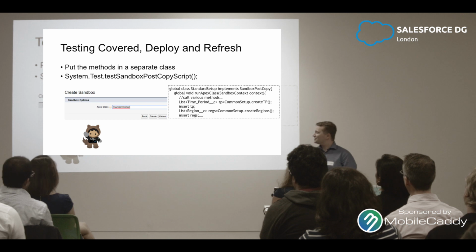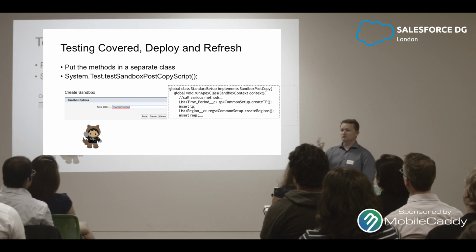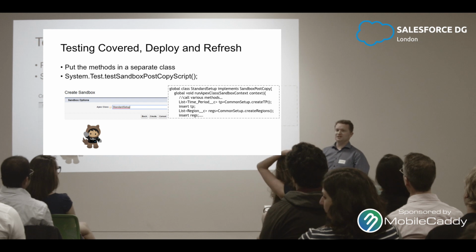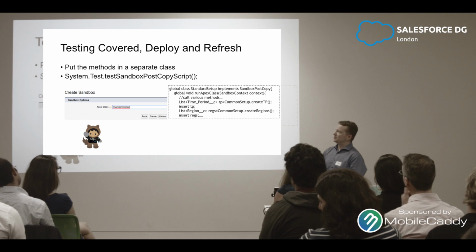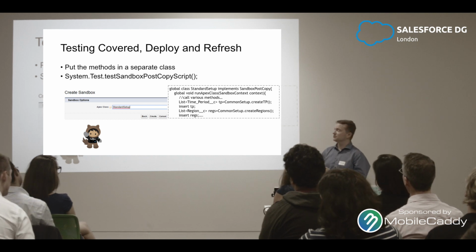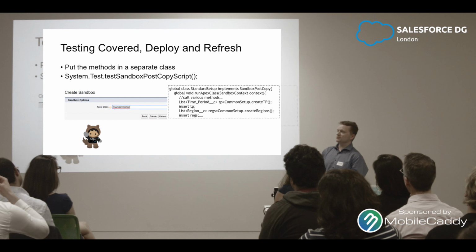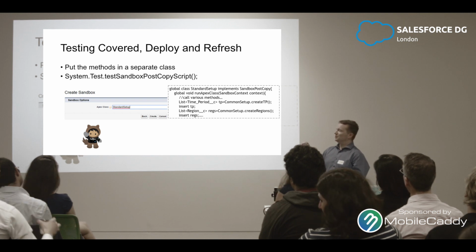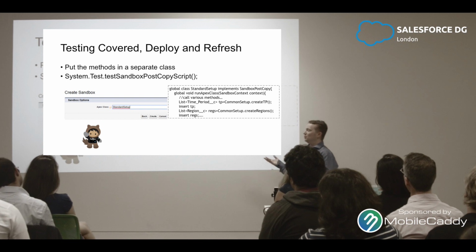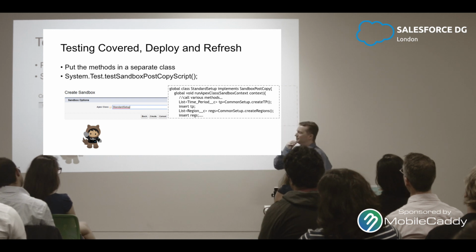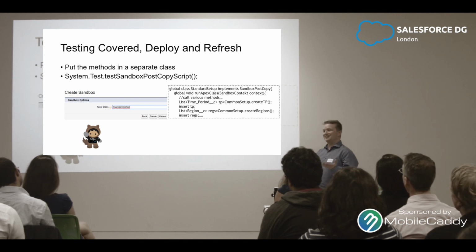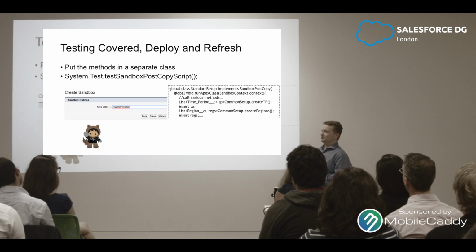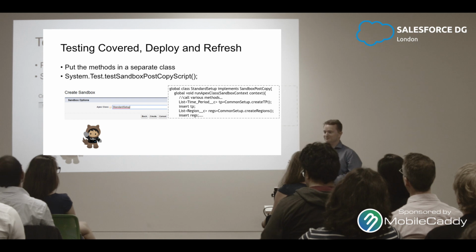So, testing. This is really simple. Because we put our methods in a separate class, we can unit test those separately, and all we've got left to do is test the interface itself, the main class. Salesforce have actually provided us with a special class to be able to do this, a Test.testSandboxPostCopyScript method that's going to do that. All I need to do then is to remember, when I get to the sandbox options page, to put the name of my class in it. Of course, if I forget to do that, I can still run my setup code from the developer console in my sandbox because I put the methods in a separate class.